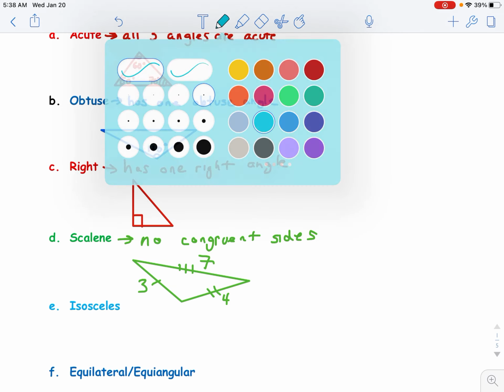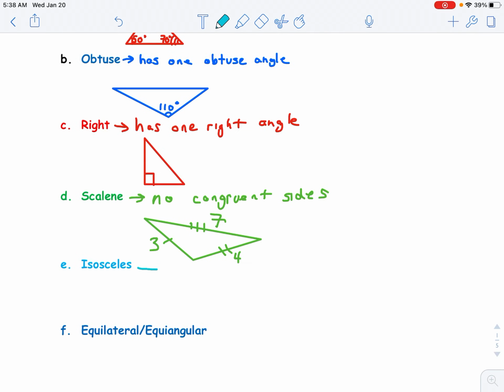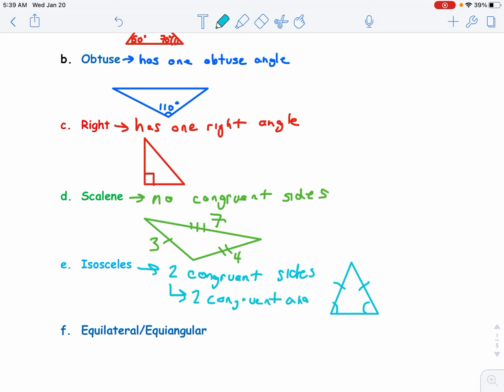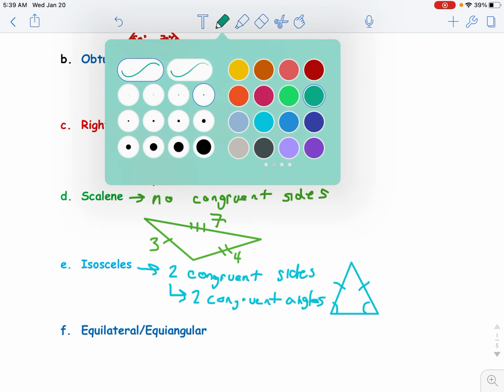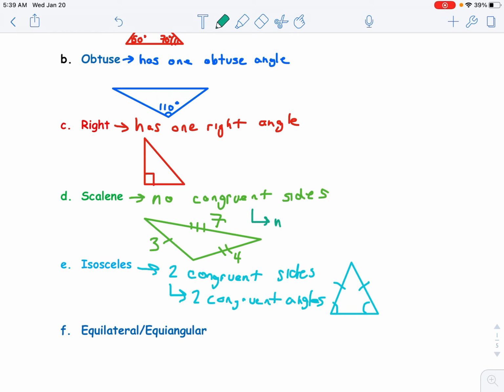Isosceles. Alright, this seems to be one we talk about a lot. Isosceles has two congruent sides. Technically, the definition is at least two congruent, but we'll just write two congruent sides. Alright, and we'll draw a stereotypical picture. It's going to look just something like this. And remember, isosceles, a side effect is two congruent angles, because there's that relationship. We might talk about this later in the notes. But if you have two congruent sides, you have two congruent angles. Scalene has no congruent angles.